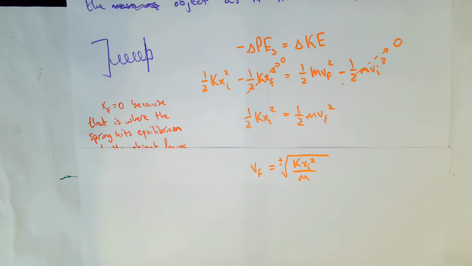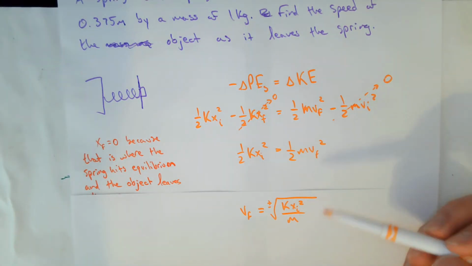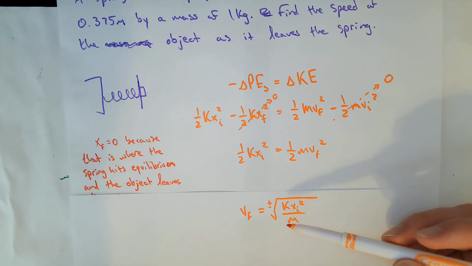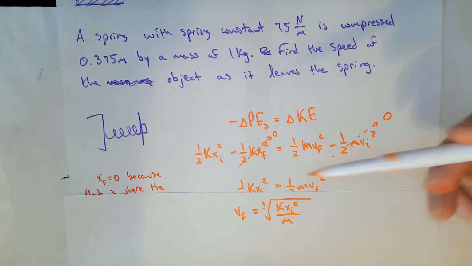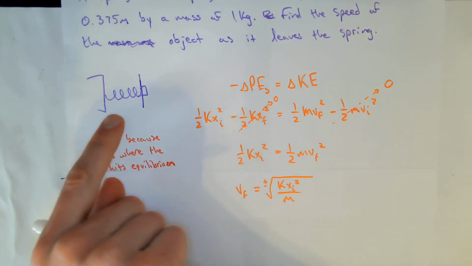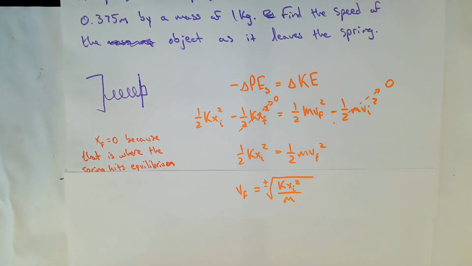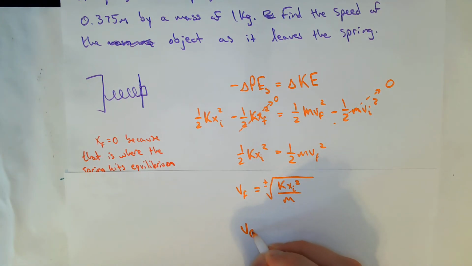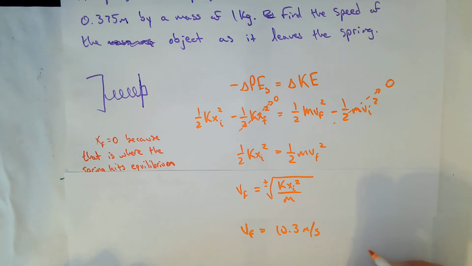I didn't really specify which direction the object is going, so if I really wanted to fuss about whether velocity should be positive or negative, I should have said back here that the object was launched to the right or to the left. I'll just assume it was, as I drew it, launched to the right. All right, and I'm getting v final is 10.3 meters per second.